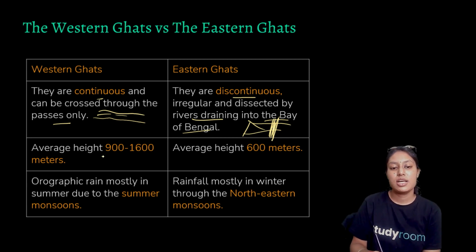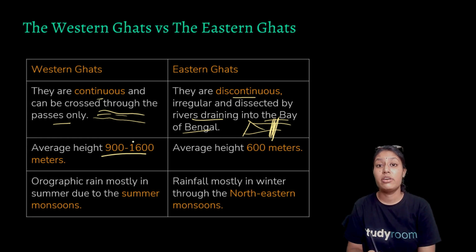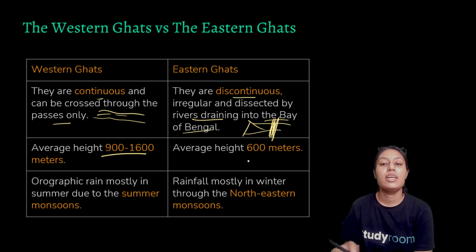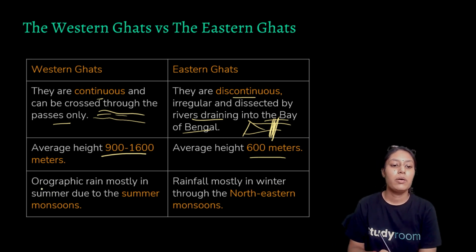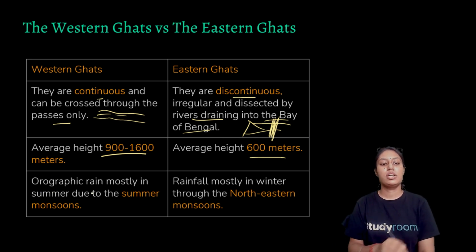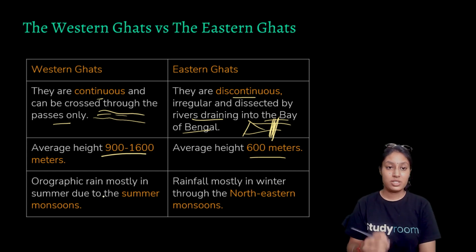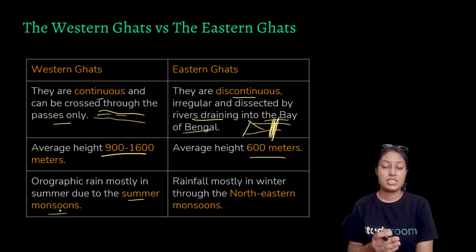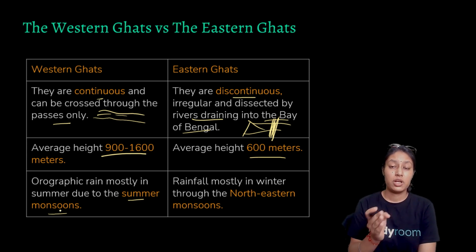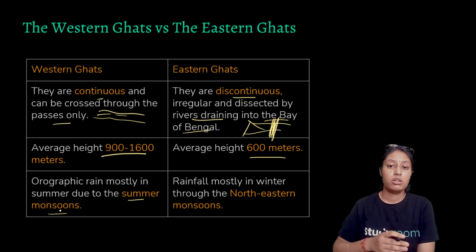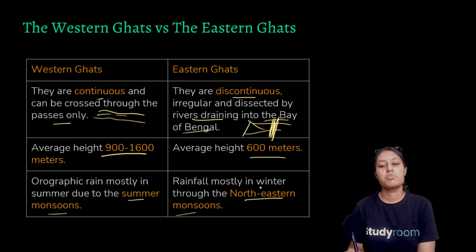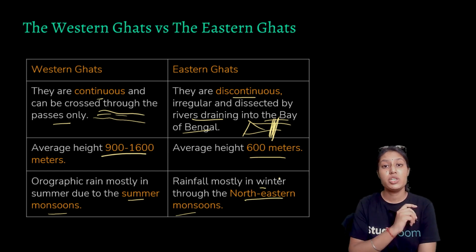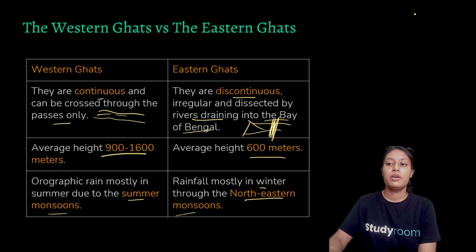The height of the Western Ghats is 900 to 1600 meters, whereas the average height of the Eastern Ghats is just 600 meters. Okay, there is orographic rain mostly in summer due to the summer monsoon. In the Western Ghats, we see more of the summer monsoon. And in the northeastern monsoon, the rainfall is mostly in winter. So there's a major difference between these two, okay.